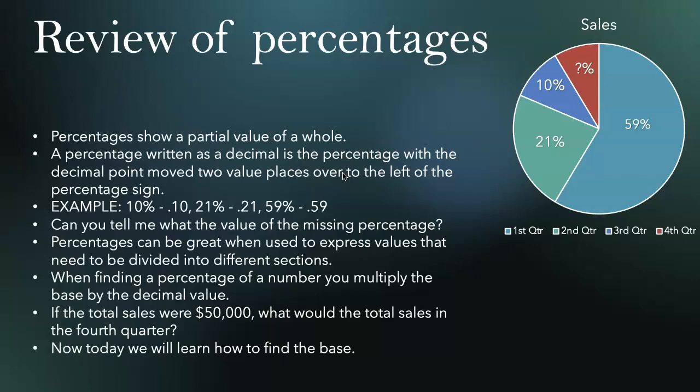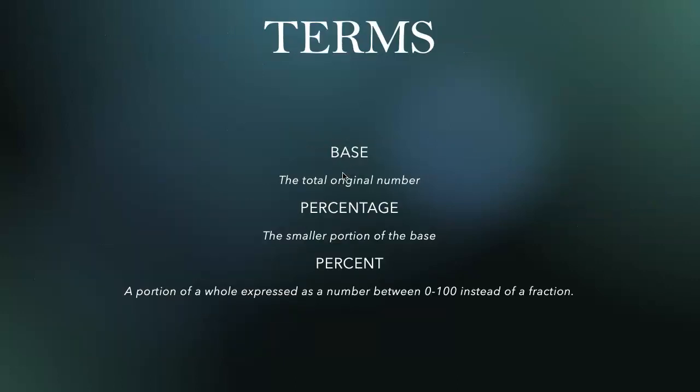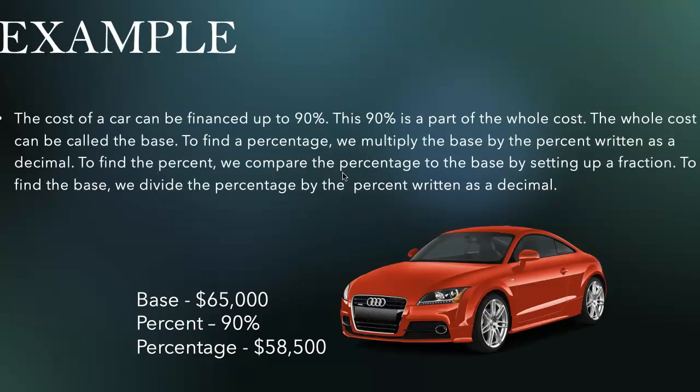Now today we will learn how to find the base. Our terms are base, the original number, percentage, the smaller portion of the base, and percent, a portion of a whole expressed as a number between 0 and 100 instead of a fraction, such as 2%, 5%, 20%, 62%, or even 99% are all examples of what a percent is.